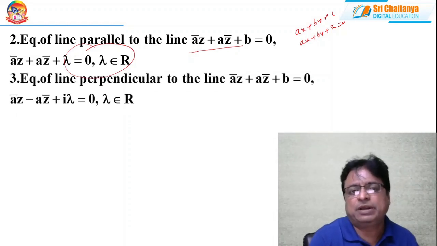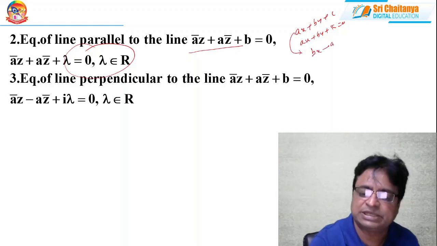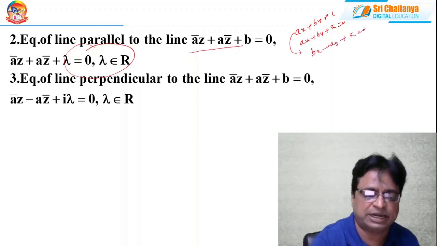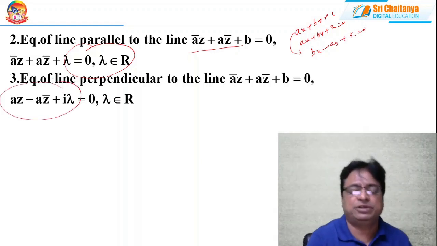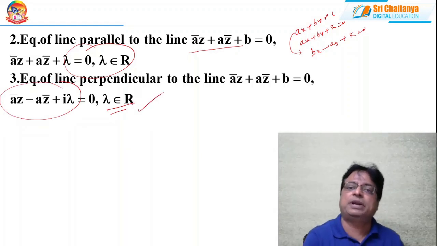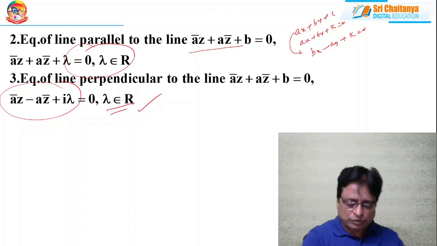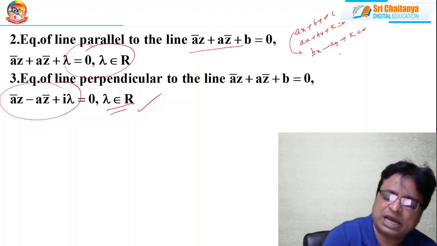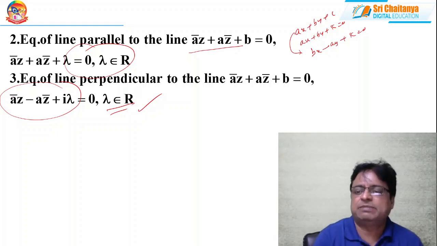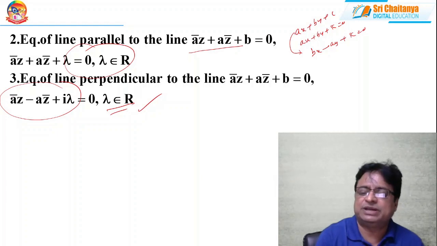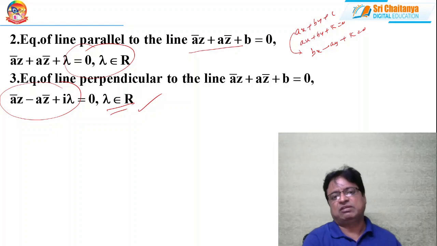Similarly, any line perpendicular to Ax plus By plus C equal to 0 is Bx minus Ay plus K equal to 0, that we can write there. And similarly here, a bar z minus a z bar plus lambda i equal to 0, where lambda is a real number, is any line perpendicular to the line a bar z plus a z bar plus b equal to 0. So how to get it? The same thing as I said now. You just replace x and y with z plus z bar by 2 and z minus z bar by 2i. You will derive this very easily and very quickly.